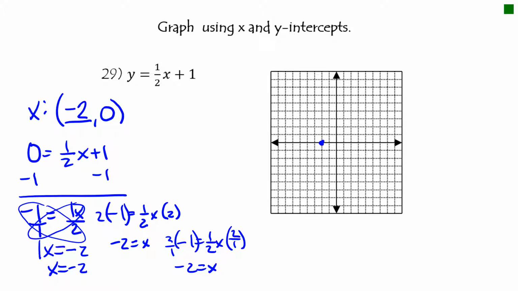Go left 2, don't go up or down. X-intercept falls on the x-axis. Surprise! Not, you should know that.